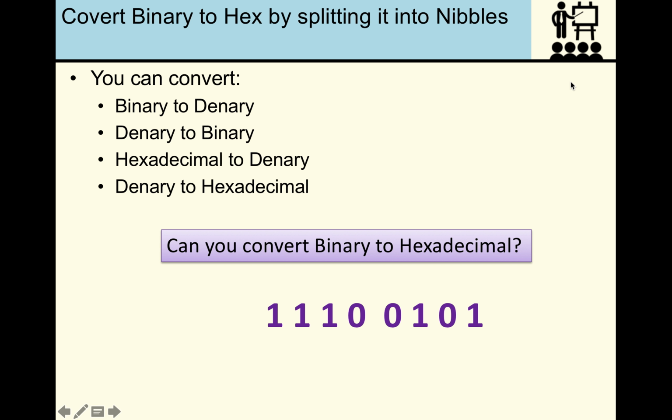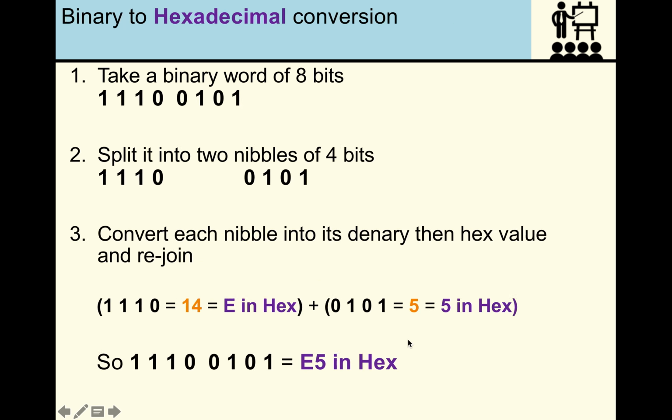So convert binary to hex by splitting it into nibbles. Now, if we want to convert from binary to hexadecimal, you need to split the byte into 2 nibbles. So 4 bits is a nibble, 4 bits is a nibble. 2 nibbles make a byte. So take the binary word of 8 bits and split it in 2. And then you convert each nibble into its denary then hex value.